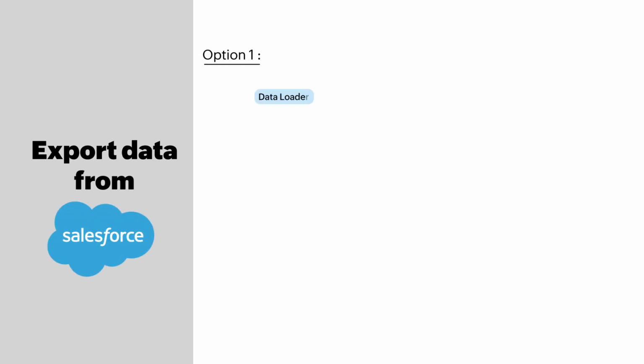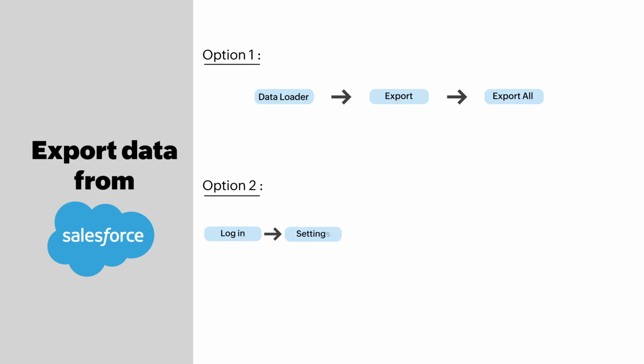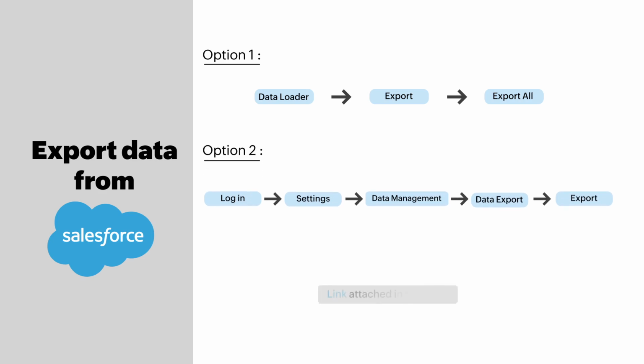In your Salesforce account, open Data Loader, then click Export and select Export All. Another option is to log into your Salesforce account and then go to Settings, Data Management, Data Export and export the data. We have attached a help link with different ways to export data from Salesforce account in the description below.